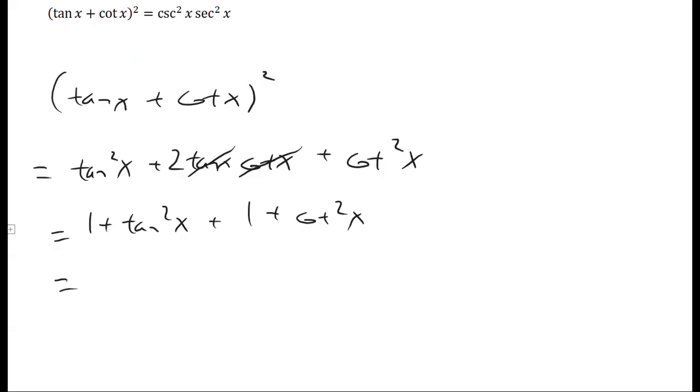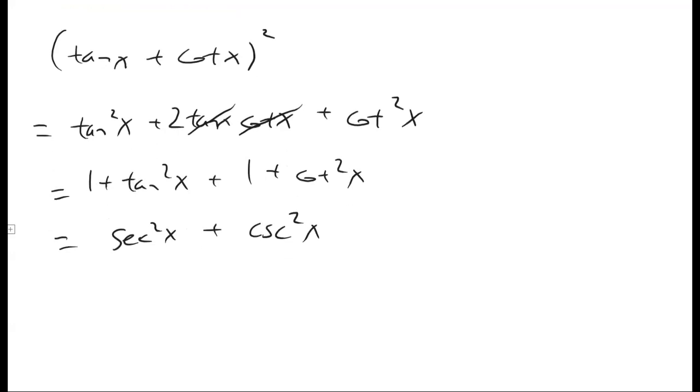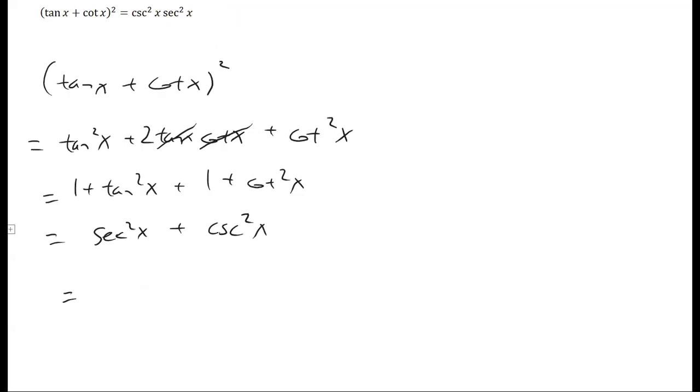Okay, so this is actually secant squared x plus cosecant squared x. But our answer is the product of these two. So did we do something wrong? Or maybe we have to persist and continue. Okay, so it's a product of things. Maybe let's change everything in terms of sine and cosine, a different representation to help us see things, maybe. Okay, so now what do we do from here?